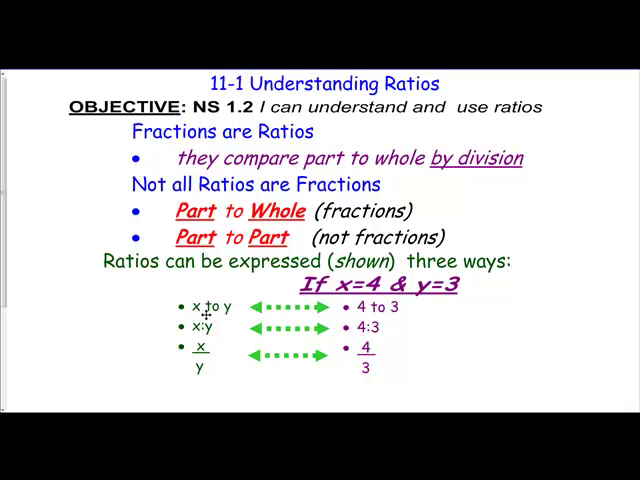We can write them x to y using the word "to." Instead of the word "to," we can say x to y using the colon, or we can use a fraction bar, x over y, remembering that this is division, but we read all of these the same way, x to y. And if we say that x equals 4 and y equals 3, we would say 4 to 3. This is a ratio of 4 to 3.